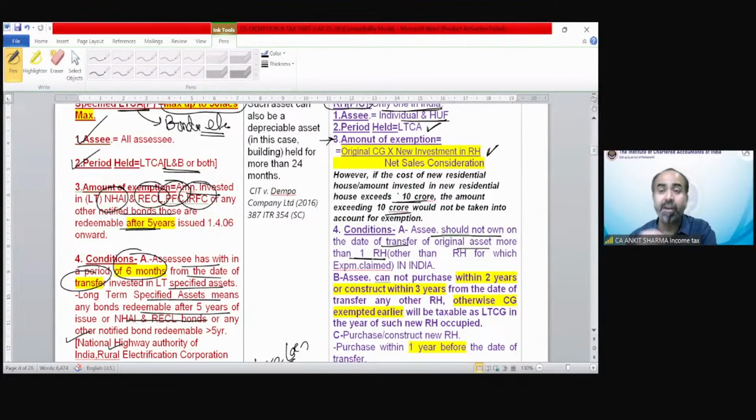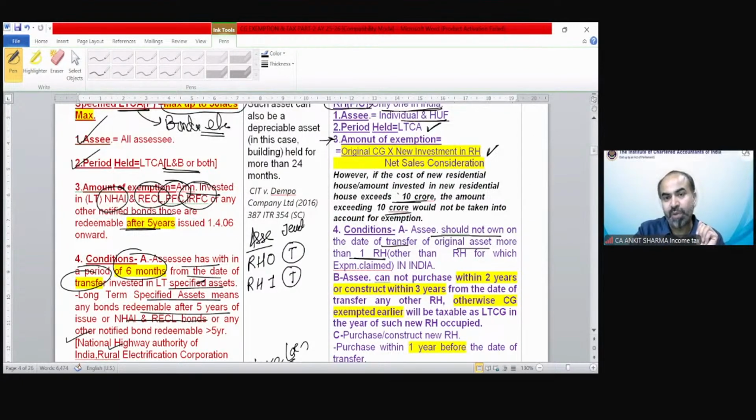If I am having two residential houses already, and I am transferring jewelry and want to buy a new residential house from that jewelry, I cannot claim this exemption. So this exemption is only for those assessees who are having 0 residential houses at the time of transfer of the asset, or who are having one residential house already at the time of transfer.